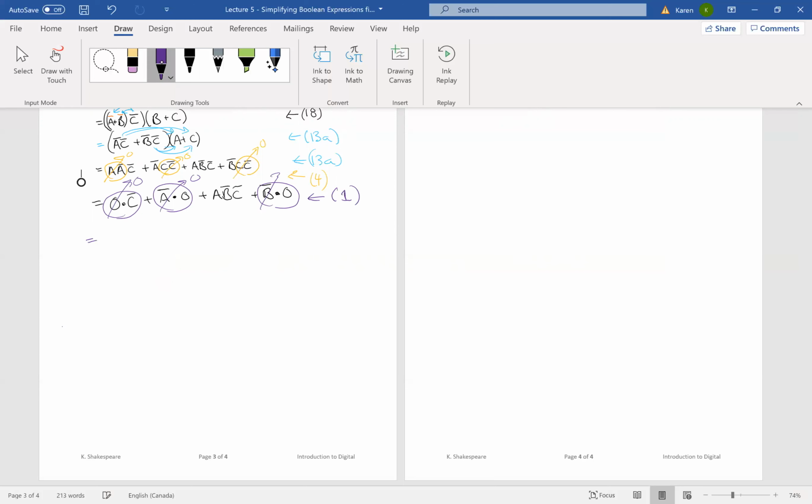And I'm putting lots of extra steps in here. So I'm going to end up with 0 plus the term, 0 plus the term, 0 plus the term. And now I need to look at what anything ORed with 0 is. We have theorem 5 that says anything ORed with a 0, the answer is that anything, which means that the answer here is A, B bar, C bar.